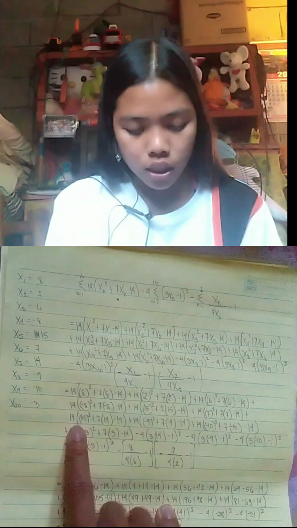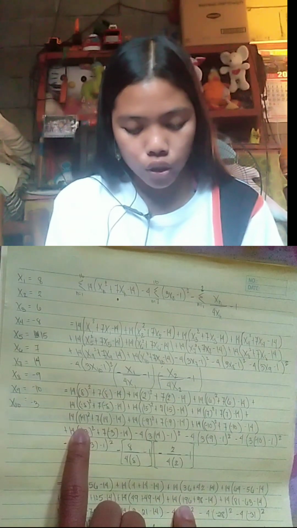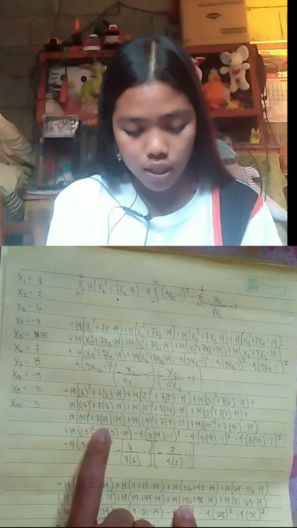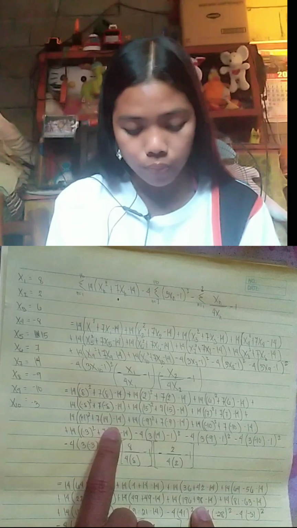The square of 7 is 49. At the same time, 7 times 7 is equal to 49, minus 14 plus 14. The square of 14 is 196. 7 times 14 is 98, minus 14 plus 14.